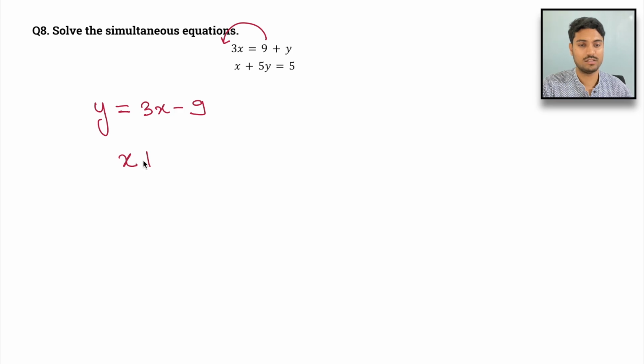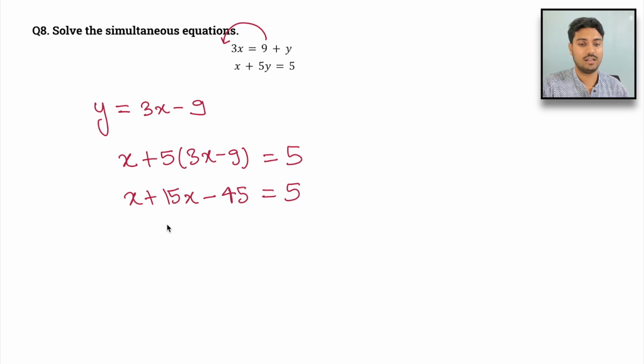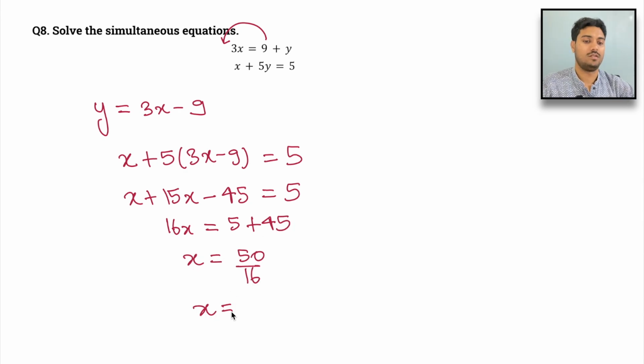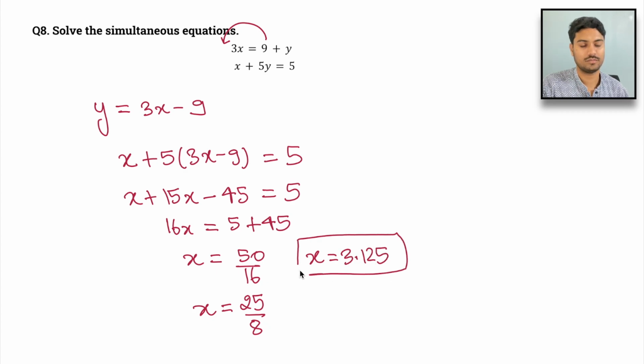So I can write the second equation as x plus 5 times y, which is 3x minus 9, equals 5. So x plus 5 3s are 15x minus 5 9s are 45 equals 5. x plus 15x is 16x, which equals 5 plus 45, transposing 45 to the other side, that will become 50. So x equals 50 by 16. So x equals 50 divided by 16, which is 25 by 8, which is 3.125. So x is 3.125. That's the value of x.